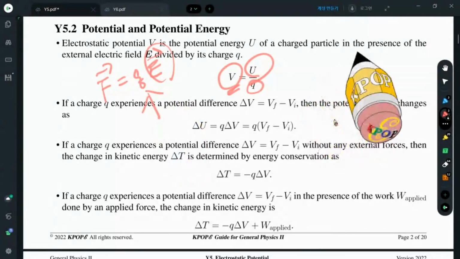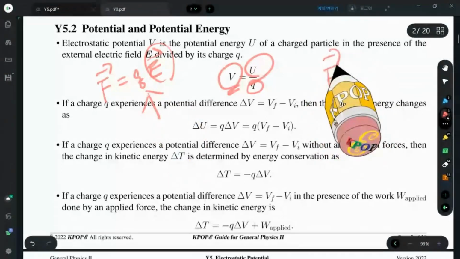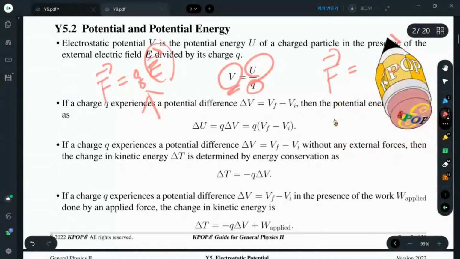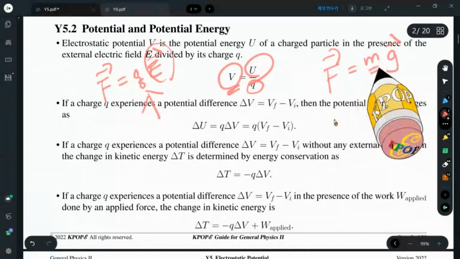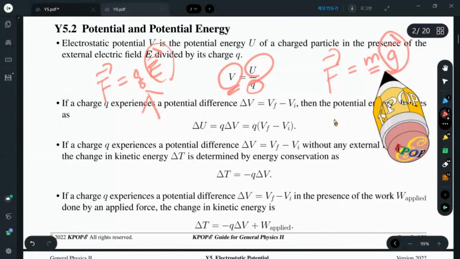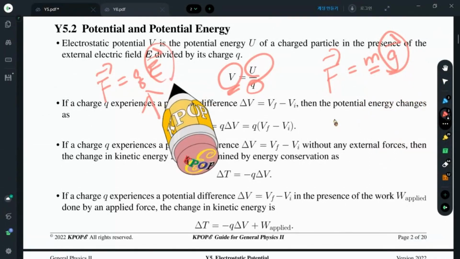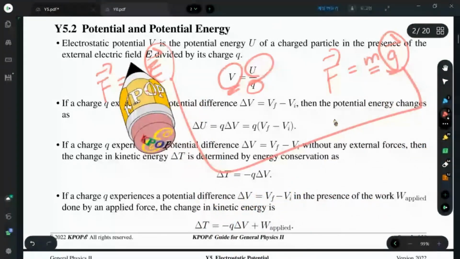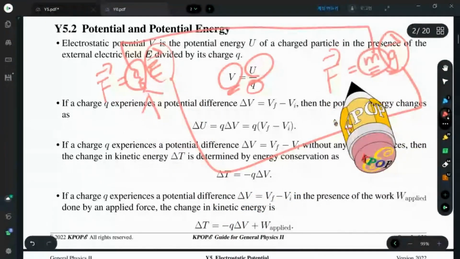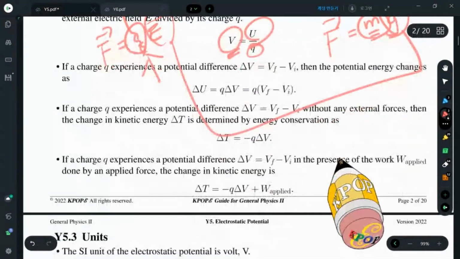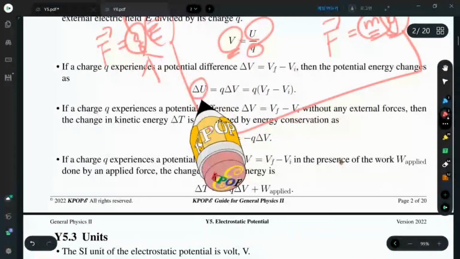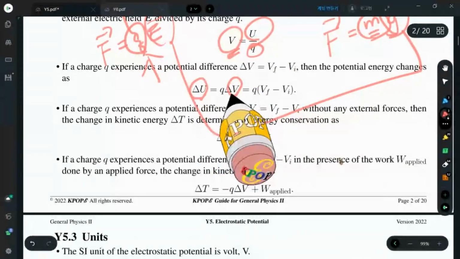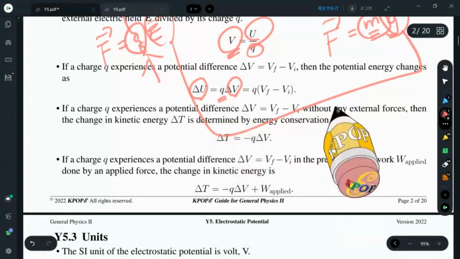When you want to compute the gravitational force, you just multiply mass by the constant gravitational acceleration. Just like that. This is a carbon copy of the parallel concept. From a mathematical point of view, the two theories are identical to each other, but physics is absolutely different. Anyway, the change in potential energy is just the change in potential multiplied by the charge.